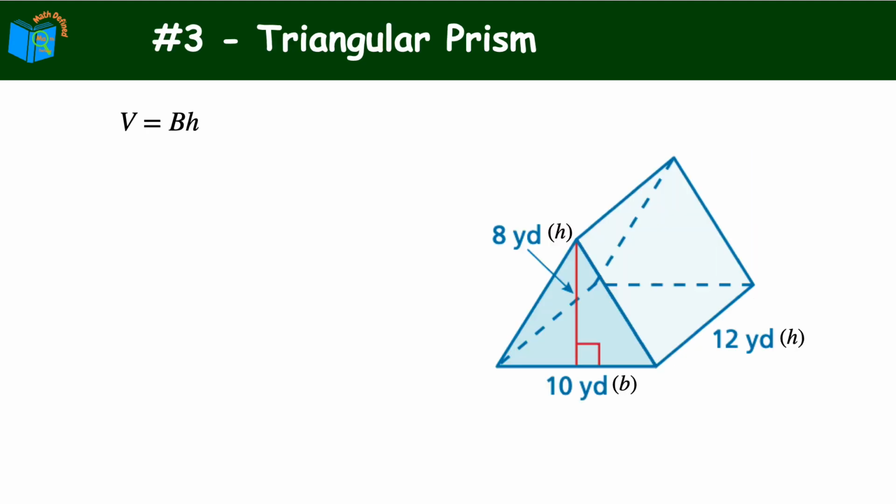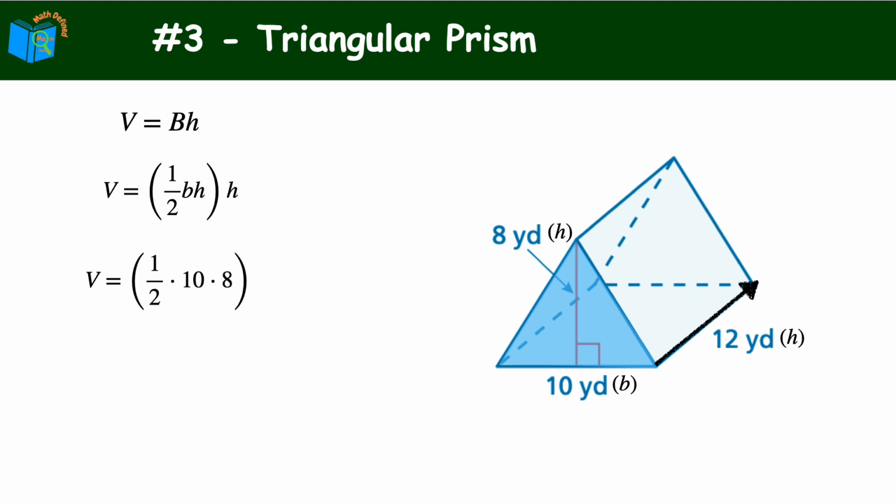Let's look at a triangular prism. Its base is a triangle. To find the area of the base, we'll use the formula for the area of a triangle and then multiply the height of the prism to it. Plugging in the numbers from the diagram, we get 1/2 times the base of the triangle, which is 10 yards, times the height of the triangle, 8 yards, times the height of the prism.